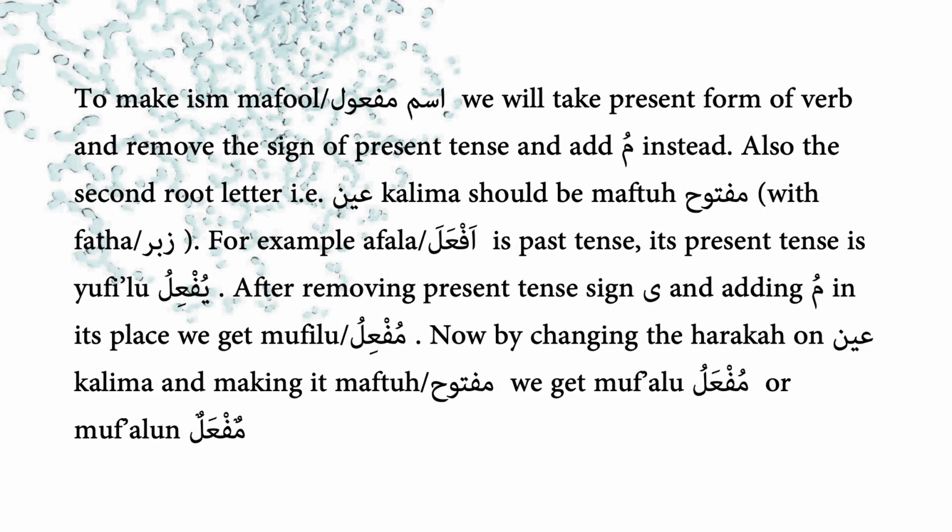To make ism maf'ul, we will take the present form of the verb and remove the sign of present tense and add mu instead. Also, the second root letter, that is ayn kalima, should be maftuh with fatha or zabar. For example, af'ala is past tense. Its present tense is yuf'ilu. After removing the present tense sign ya and adding mu in its place, we get muf'ilu. Now, by changing the haraka on ayn kalima and making it maftuh, we get muf'alu or muf'alun.